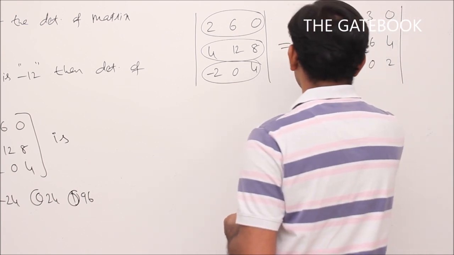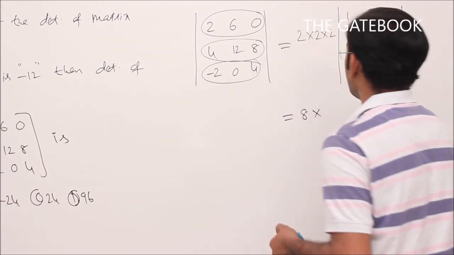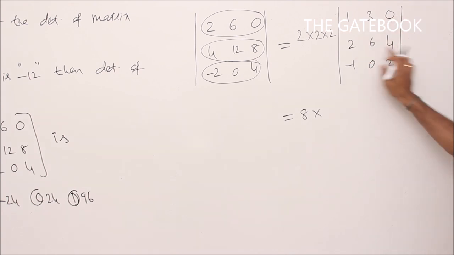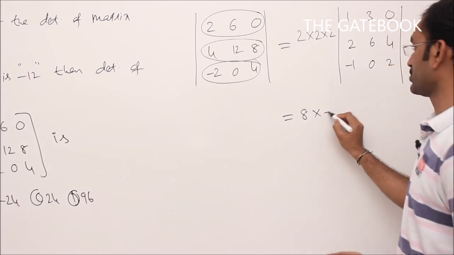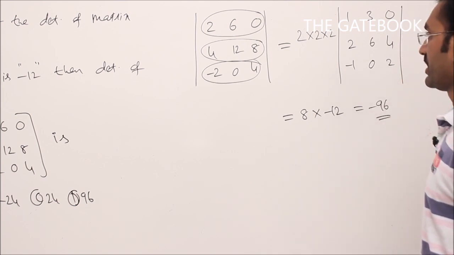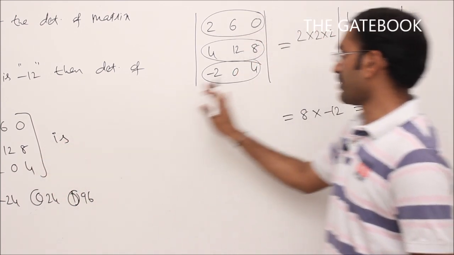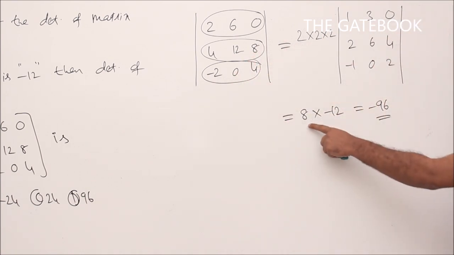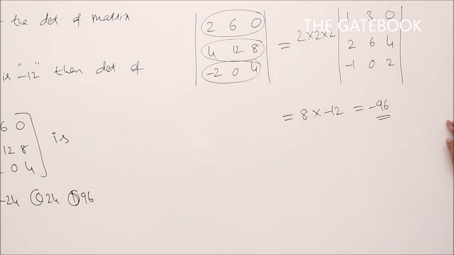So we will get 2 into 2 into 2, which is 8, into the determinant of that matrix 1 3 0, 2 6 4, -1 0 2, which is given as -12. So we need to find the determinant of this matrix. Using properties of determinants, I can write 8 into -12, that is equal to -96.